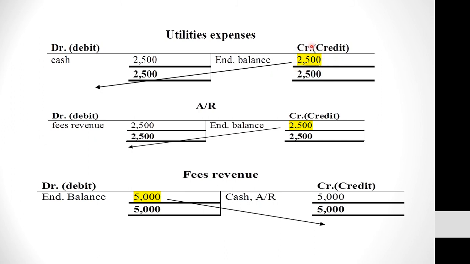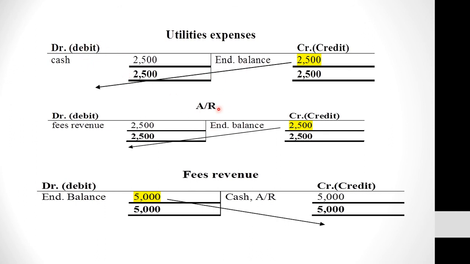This figure is calculated. We didn't bring it from the journal. This is the calculation, this is the balance, after we said 2,500 minus 0, so the result is 2,500. But which side is greater than the other? The debit side is the one greater than the credit side. So we drag this figure and bring it back to the debit side. So utilities expenses, its balance will be 2,500 debit.